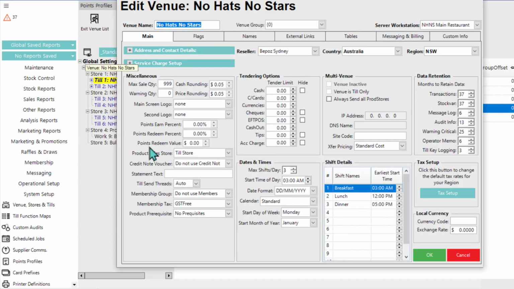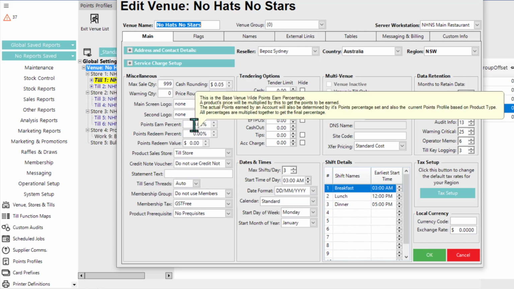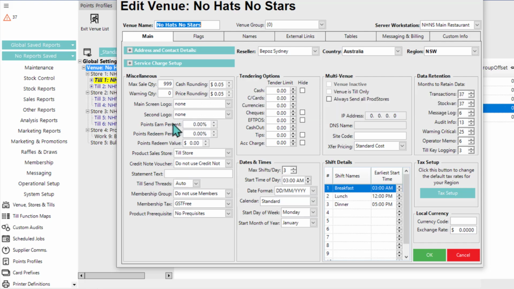The venue level here is going to be next in the hierarchy, so to speak, after the points profile which is being used. Since, again, points profiles are applied at the global level, even though they're assigned at the account or till level, they are at the global level. But anyway, for earning points at the venue level, we have our points earned percent here. And this can be set from anywhere from 0 to 99,999.99%. Believe me, I've tried it.